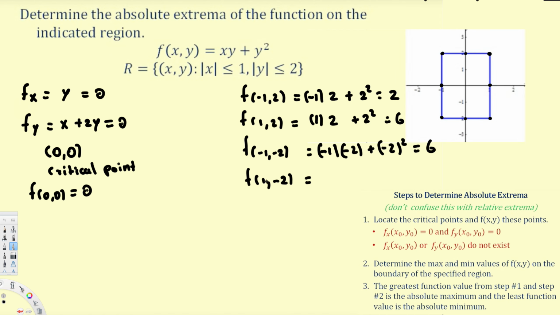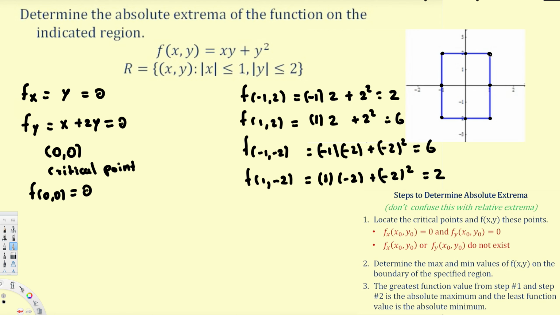And the next one is f(1, -2), where 1 is the x value and y value is -2, and here we have -2 squared, which is 4, and 4 minus 2 is going to give us 2. Now these are our corner points. Now let's go along this path.